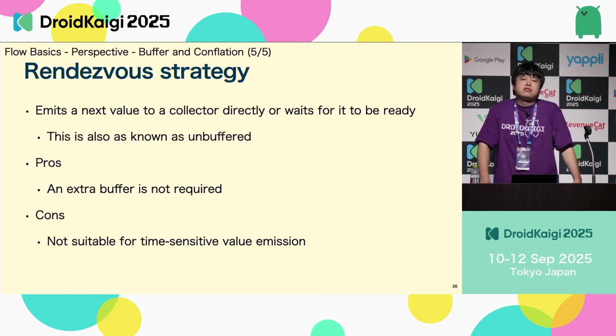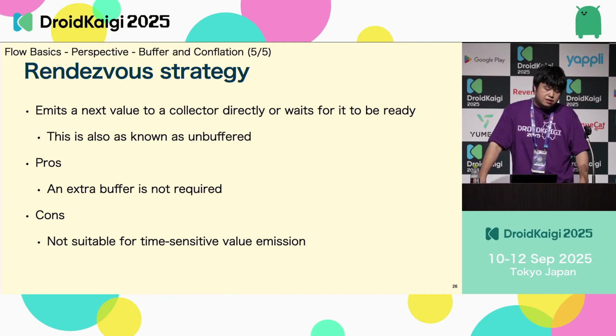First backpressure strategy is a rendezvous strategy. This is also known as an unbuffered one. This strategy suspends for at least 1 collector to be ready before emitting the next value. This doesn't require an extra buffer, but not suitable for time-sensitive value emissions, as it may spend time due to suspension.